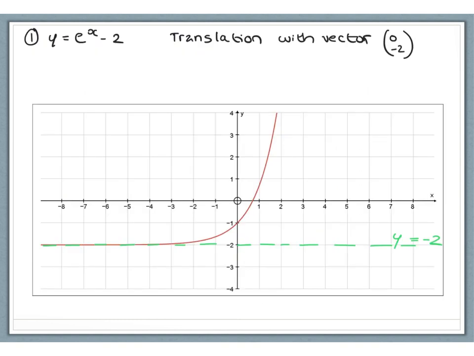So the first question, y equals e to the x minus 2. We could rewrite this as y equals f of x minus 2, and we see it's a translation with vector (0, negative 2), and the graph shifts down 2 units. Now that means the asymptote, which was the x-axis, also moves down 2 units, so the asymptote becomes the line y equals negative 2. Be careful with your sketching. Autograph always makes it appear as though the graph has reached the asymptote, but you must show your curve approaching the asymptote and not actually crossing or intersecting it.